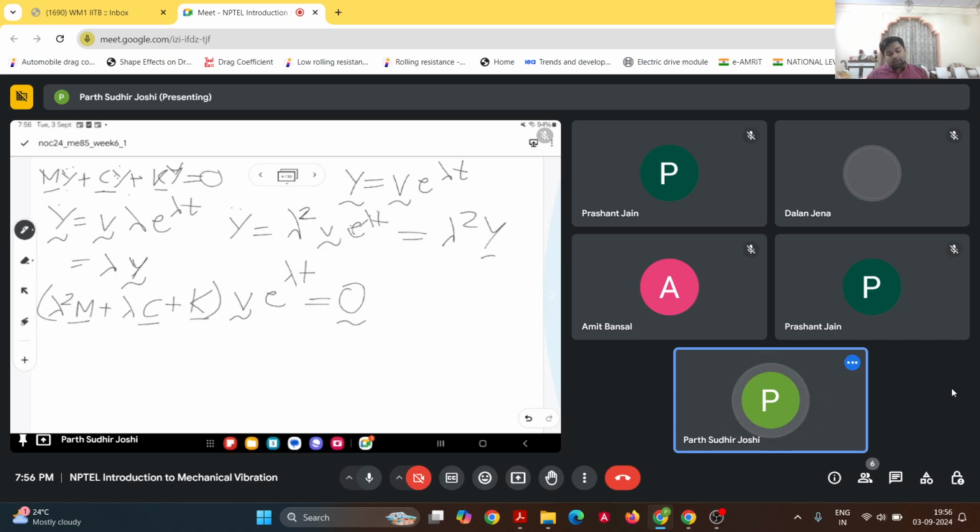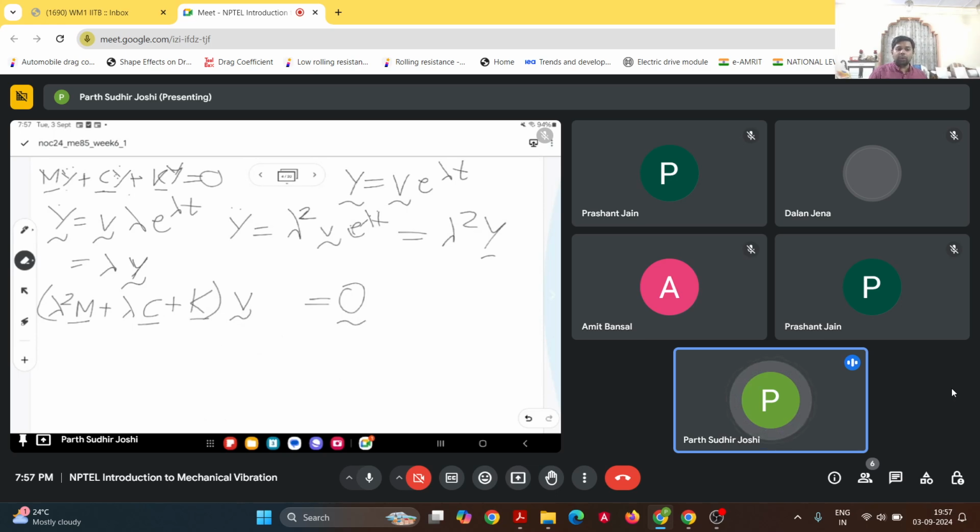So the left hand side being 0 means that, since e to the power lambda t is never 0, lambda square M plus lambda C plus K matrix, multiplied by v, is 0.